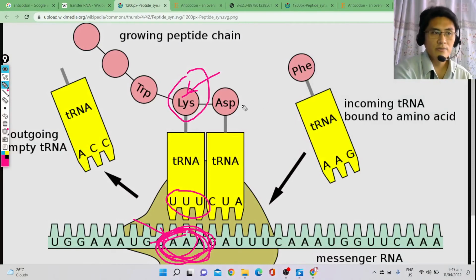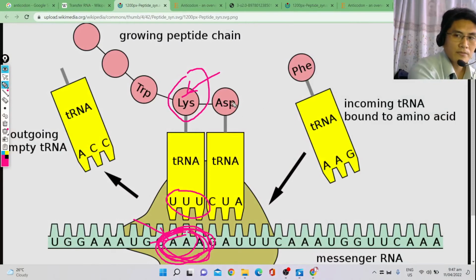Asparagine is ARG. But I could be wrong with that. Again, I don't memorize these things. I don't find it important to memorize them, but I need you to understand what it means.